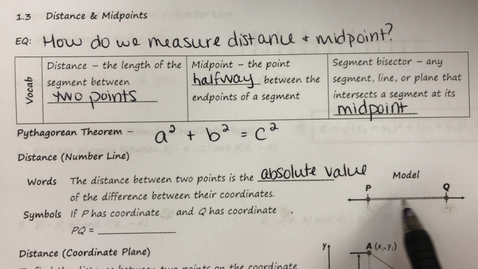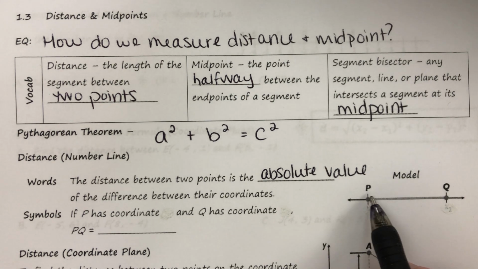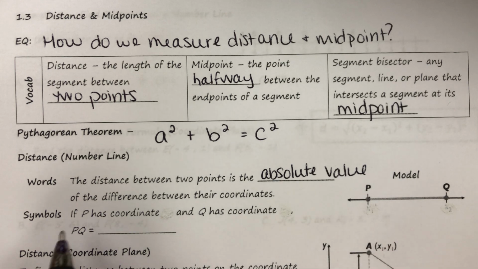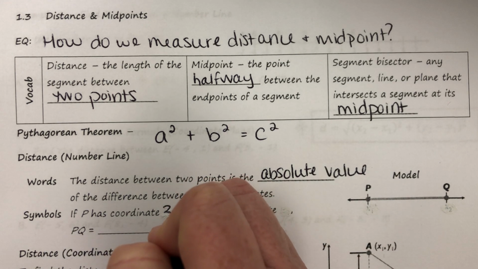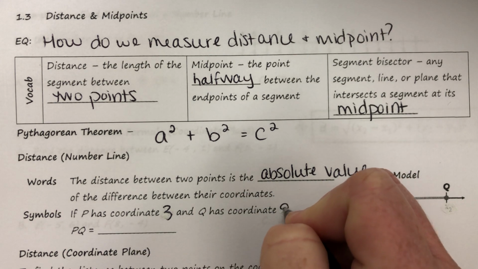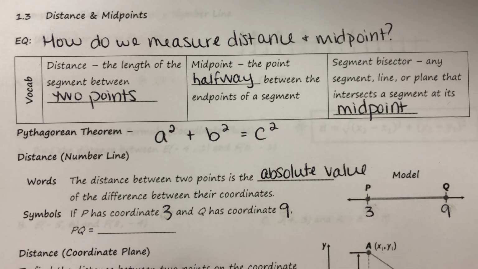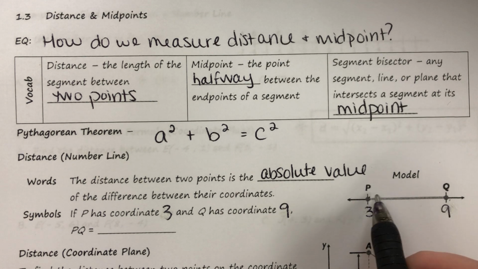Okay, so if I want to find the length of a line segment, it doesn't matter which order I subtract in. I can do this guy minus this guy, or this guy minus this guy. It doesn't matter, but I'm going to subtract, and then whatever that number is, I'm going to make sure it's positive, and that's my length. Okay, so symbols. If P has a coordinate of 3, and Q has a coordinate of 9, so here on our little number line, we're at 3 and 9. Then PQ equals what? It doesn't matter which direction I go.